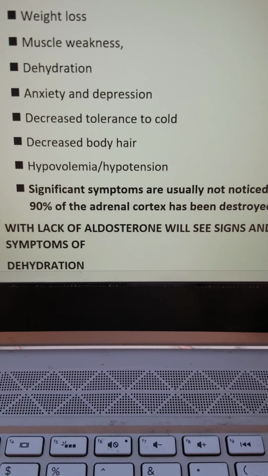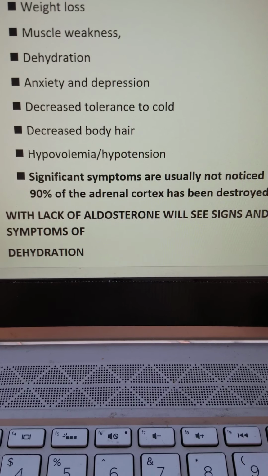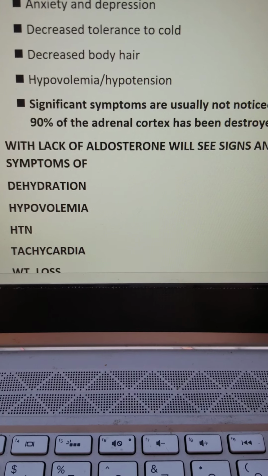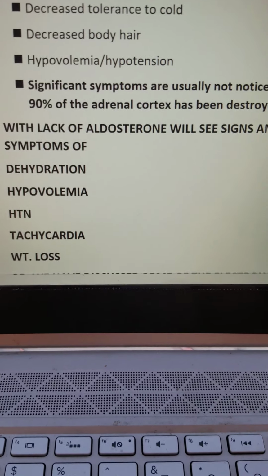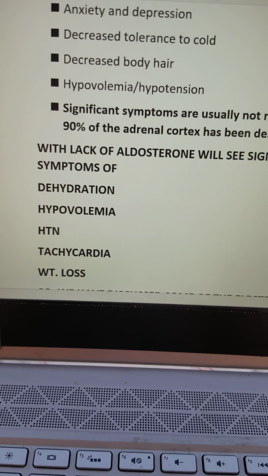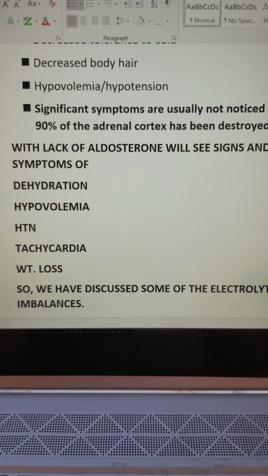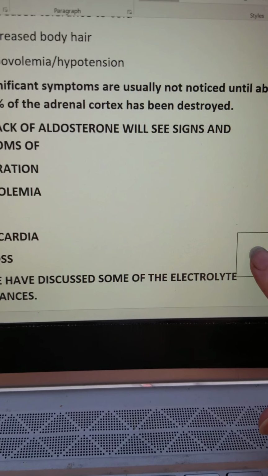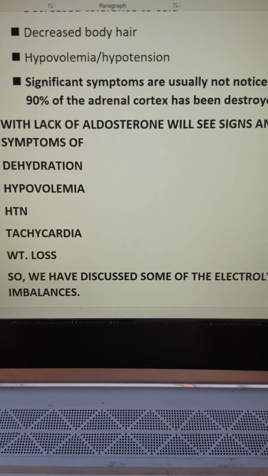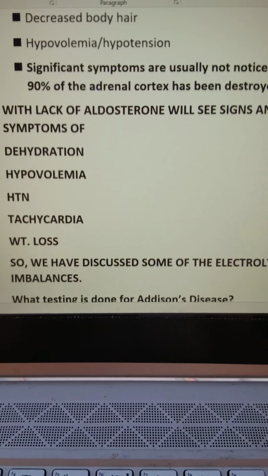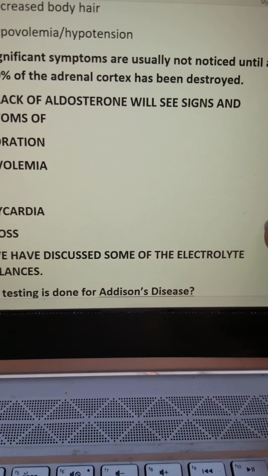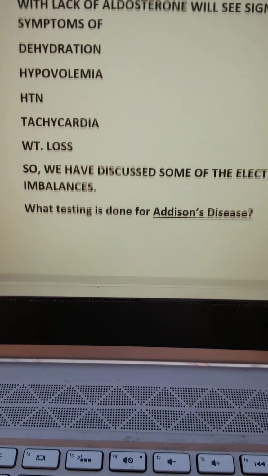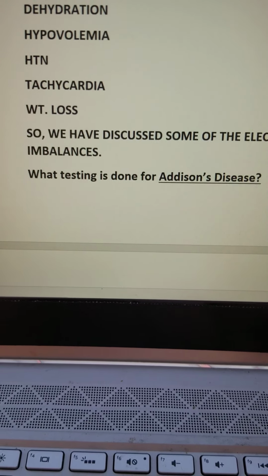Dehydration, anxiety and depression, decreased tolerance to cold, decreased body hair, hypovolemia, and hypotension, so low fluids. Remember, with Cushing's, you're like full of fluids, cushions. Significant symptoms of Addison's are usually not noticed until about 90% of the adrenal cortex has been destroyed. With lack of aldosterone, we will see signs and symptoms of dehydration, hypovolemia, hypotension, tachycardia, weight loss.